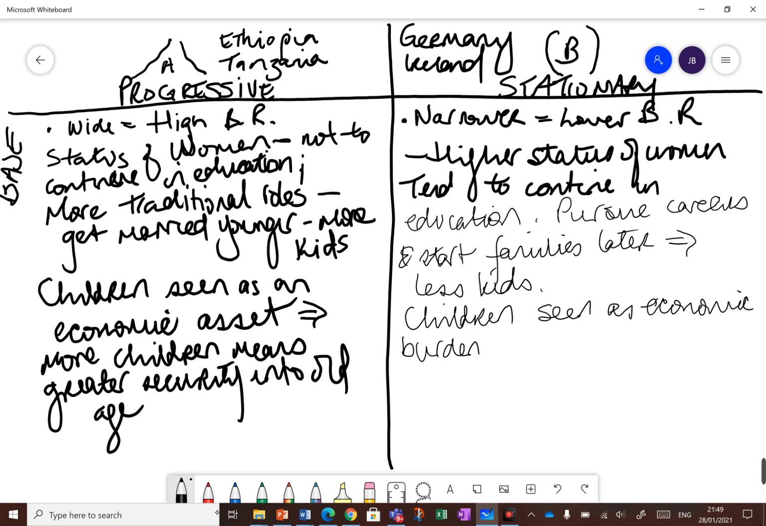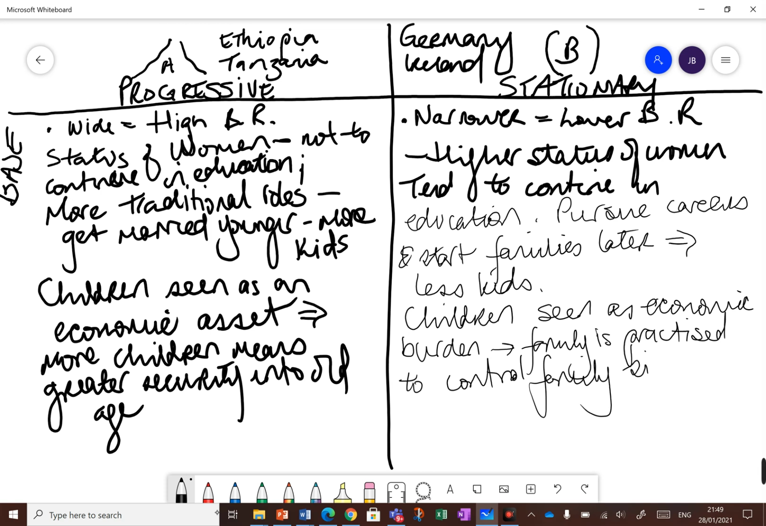So what do we want to say about that? Family planning is practiced to control family size. All right, and you should be able to develop out those points a little bit further. Okay, so that's the base.